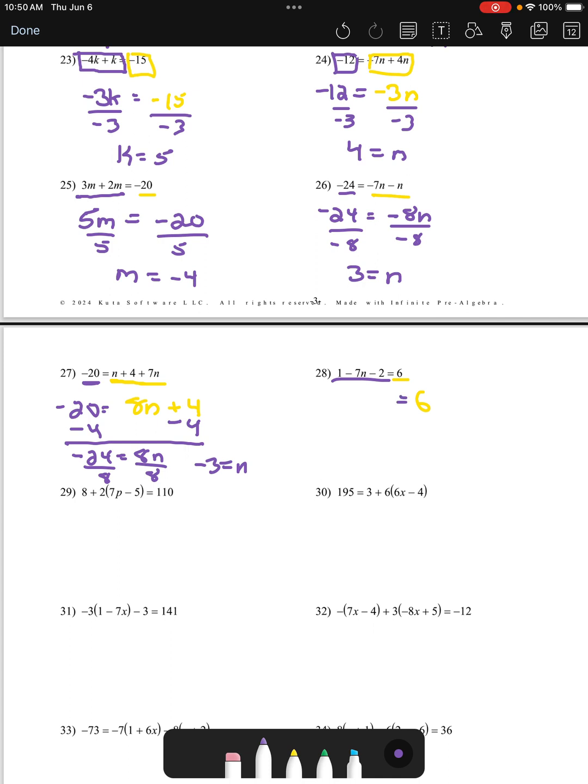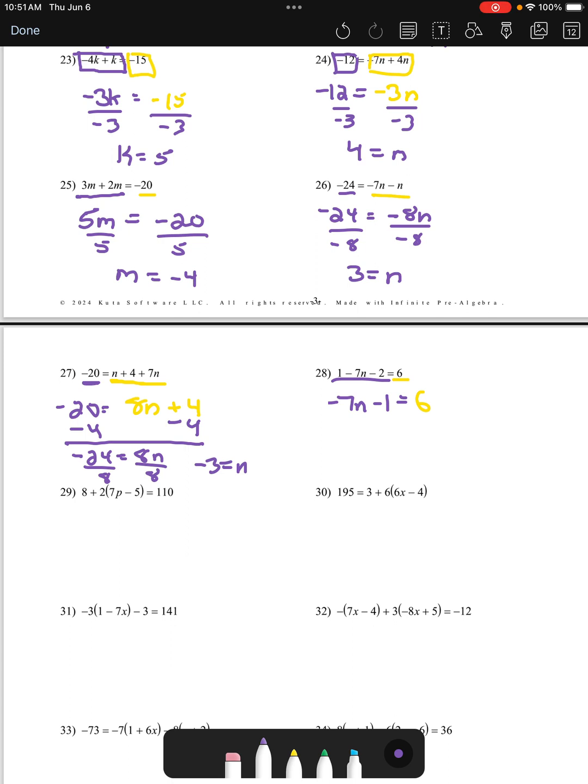In number 28, the right-hand side is just the number 6, so it's fine. The left-hand side, we have 1 minus 7n minus 2. The negative 7n is just a thing. It's got no one to combine with. But the 1 and the negative 2 can combine. 1 minus 2 is negative 1.